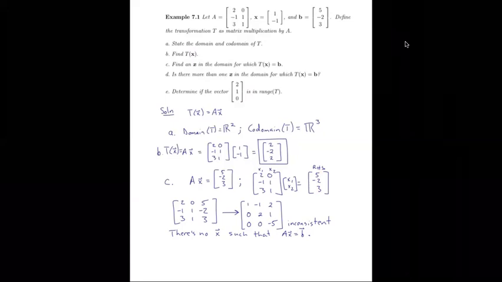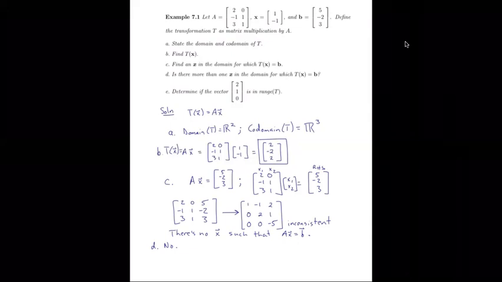Okay, so part D. Part D asks us, is there more than one X in the domain for which T of X equals B? Oh, well, this is sort of in conjunction with part C. Is there more than one X? Well, there wasn't even one X, right? So we'll just say no, there's not even one X, right? Now, how could there be more than one X that maps to B? Well, that would be the case of infinitely many solutions.